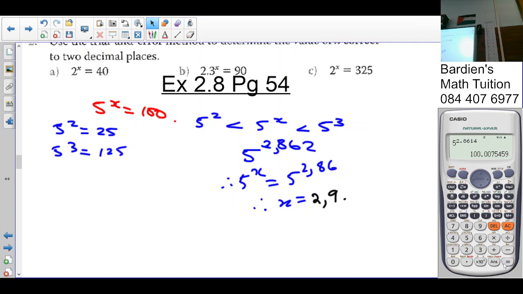Let's go with 3. Okay, let's go with the 5. Let's go with 6. Can you see? Can you see that, people? The more decimals I apply, the closer and closer to 100 I will get. You guys understand? And that is how it is. Okay, we'll do another one.